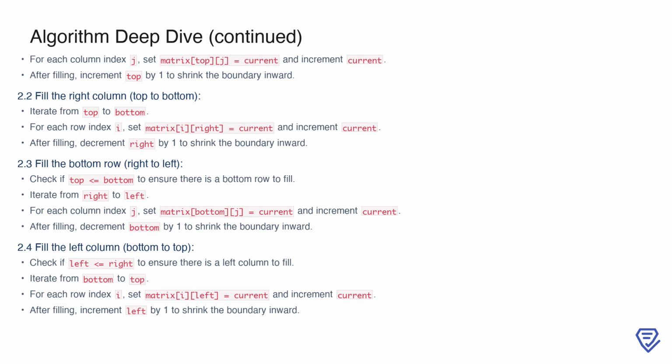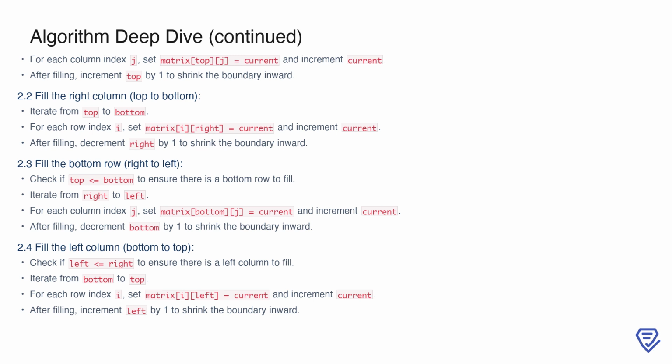Here, we iterate through row indices from top to bottom, updating each cell in the right column with the value of current and again incrementing current after each step. After completing this column, we decrement right by 1, shrinking the boundary inward from the right. Similarly, we check if there is still a bottom row to fill by ensuring top is less than or equal to bottom. If so, we proceed to fill the bottom row from right to left, iterating through column indices from right to left. After filling these cells, we decrement bottom by 1. Lastly, if there is still a left column to fill, determined by checking left is less than or equal to right, we iterate from bottom to top along the left column, updating each cell and incrementing current.